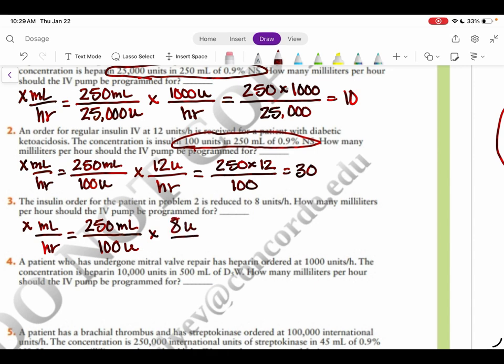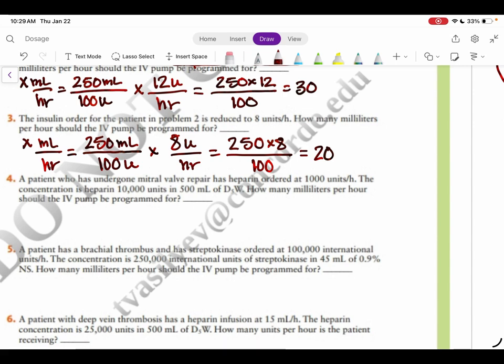Now we have 8 units per hour. So we're gonna do 250 times 8, but divide by 100. We get 20. Okay.